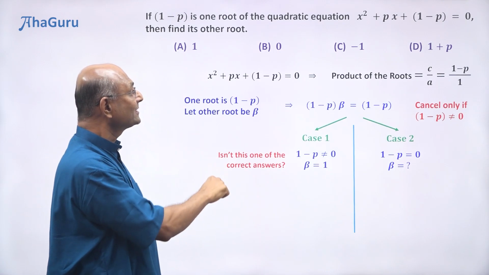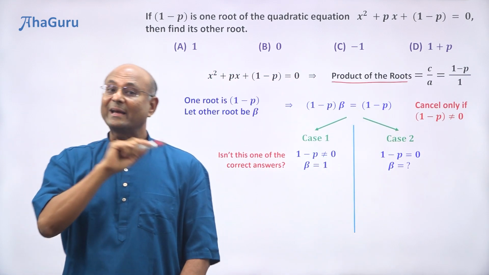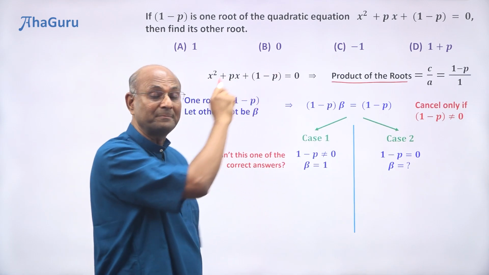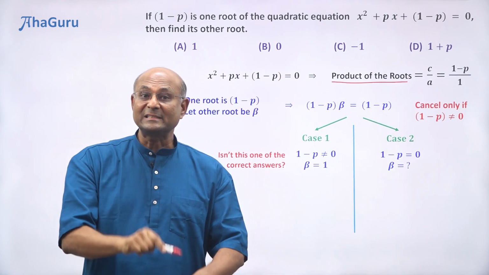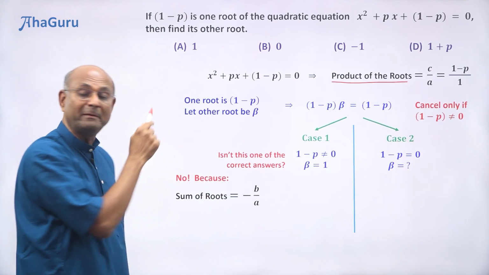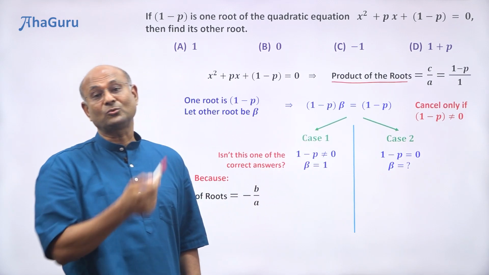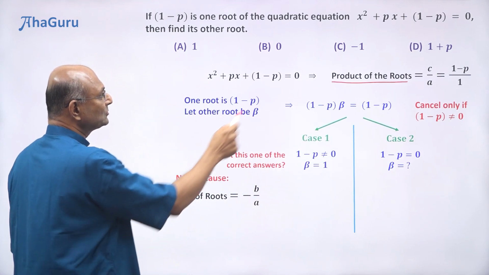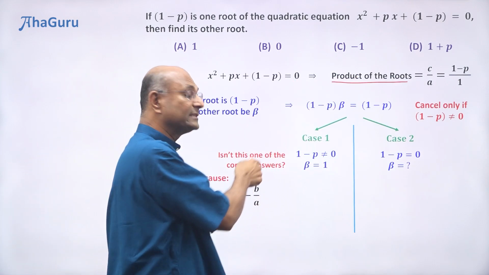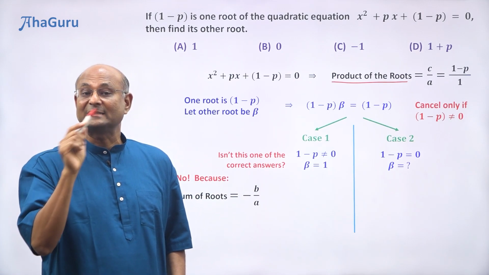No, because if you only look at the product of roots, you're only looking at one condition. Please remember, for a quadratic equation, the product of roots must be c by a, but there is a second statement, which is the sum of roots. So the sum of roots must be minus b by a. So let us use this for case 1 and case 2 and see what happens. If you stop with just the product of roots, it looks like beta equal to 1 is also a possible answer. But when you apply it to the sum of roots, you will see that there is a problem.